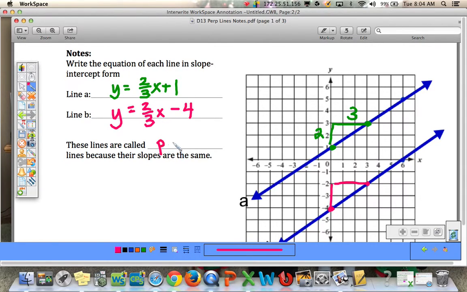These two lines are called parallel lines because their slopes are the same. So they're never going to intersect. Same slope, different y-intercepts.